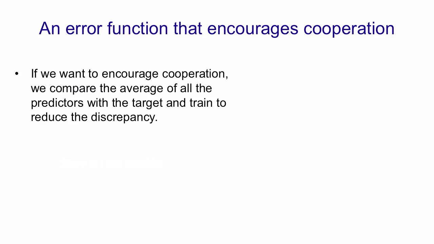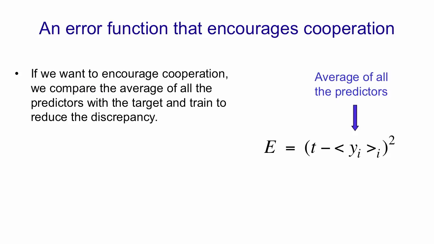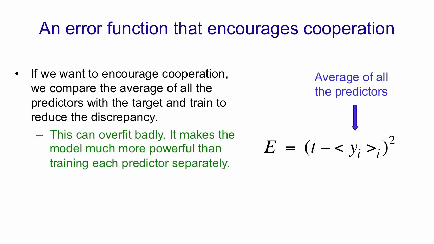So if you want to encourage cooperation, what you should do is compare the average of all the predictors with the target and train all the predictors together to reduce the difference between the target and their average. So using angle brackets for expectations again, the error would be the difference between the target and the average over all the predictors of what they predict. That will overfit badly. It'll make the model much more powerful than training each predictor separately, because the models will learn to fix up the errors that other models make.